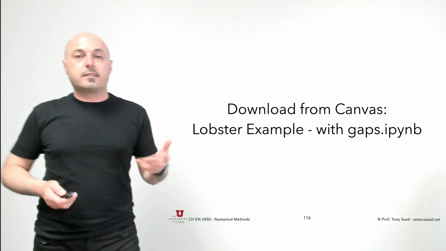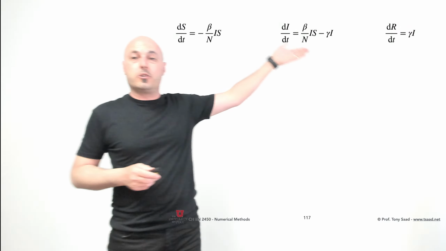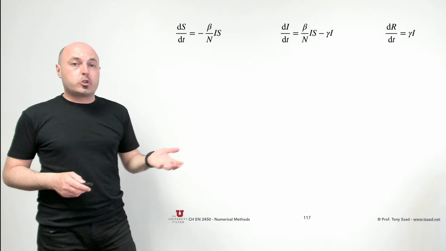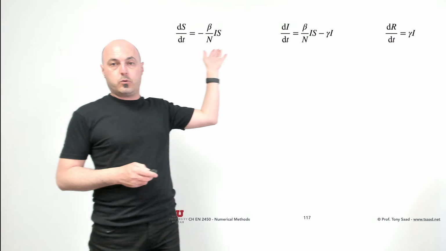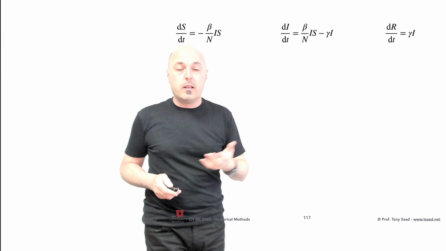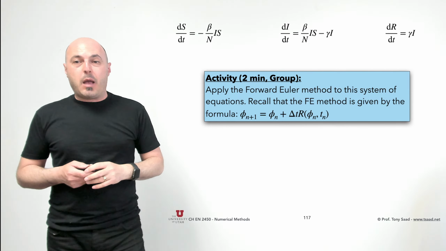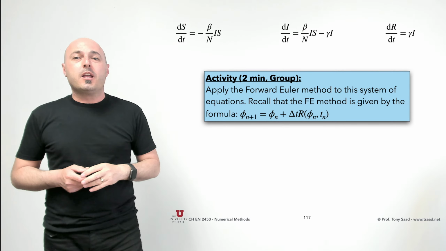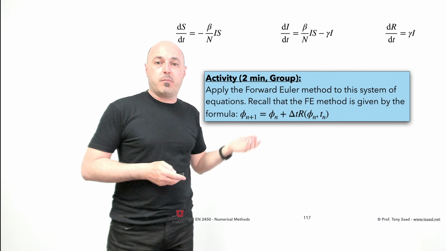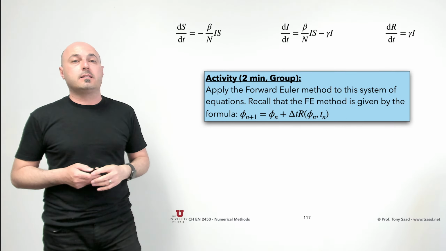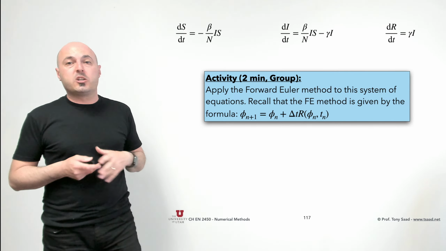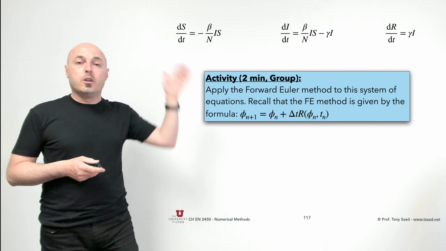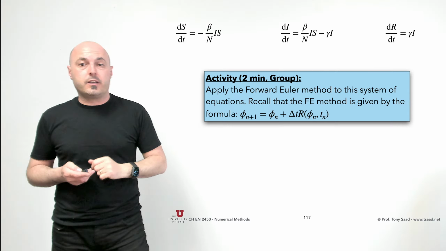All right, the next example that I have is a system of equations, and that's the SIR model for epidemics. And I want to show you that you can apply the forward Euler method to a system of equations as well. And you're going to do this example by hand, actually. I want you to try to apply the forward Euler method to this system. Recall that the FE method is given by the formula phi n plus 1 is phi n plus delta t times right-hand side. Assume initial conditions S0, I0, and R0 for all of these equations. So just do the things symbolically.